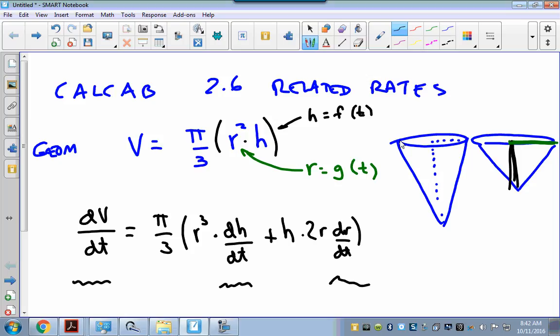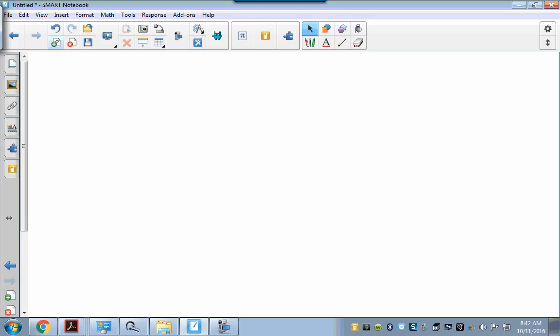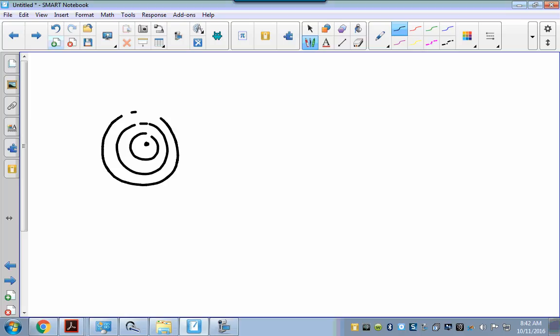Okay, so that's a rather complicated problem. Let's look at a relatively easy one. I'm going to skip example one and go straight to example two. Very typical problem. A pebble drops in a pond and there are ripples that go out in circular forms. And the question is, how fast is the area increasing?